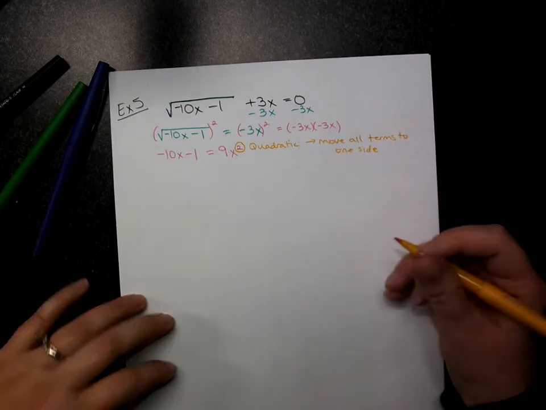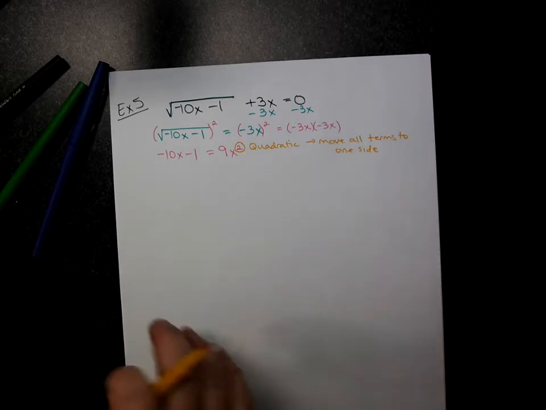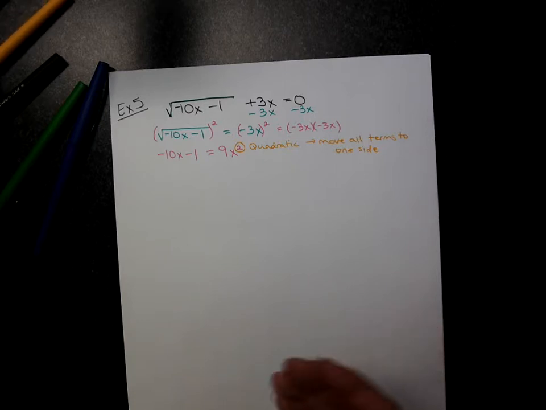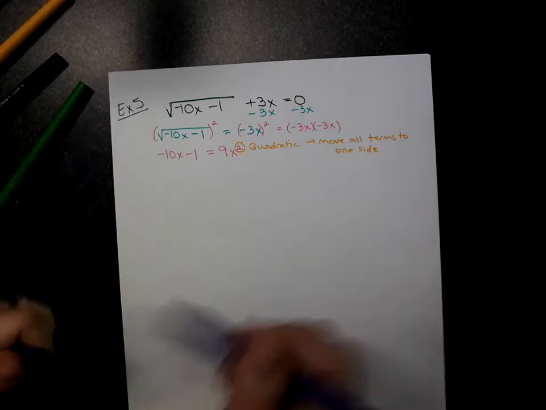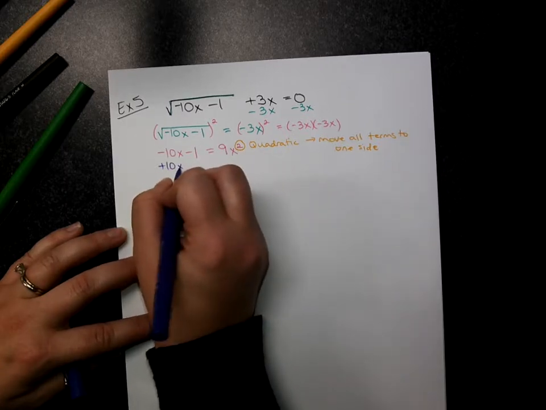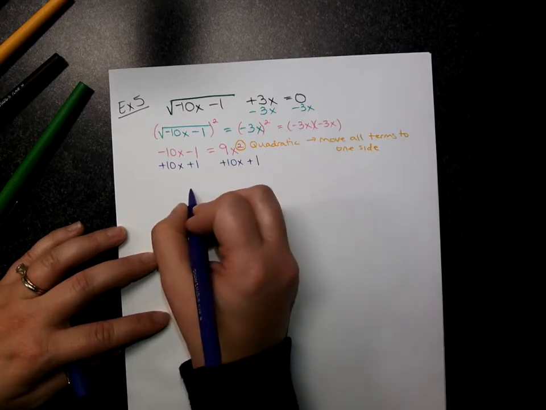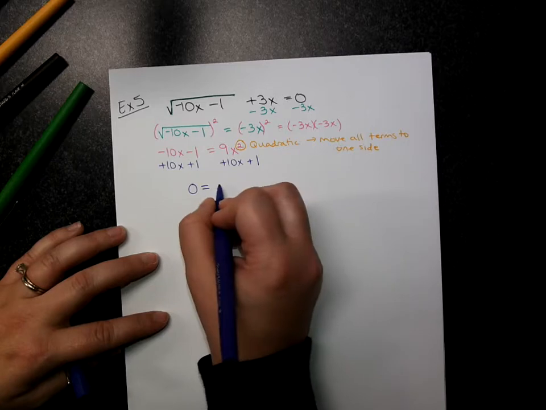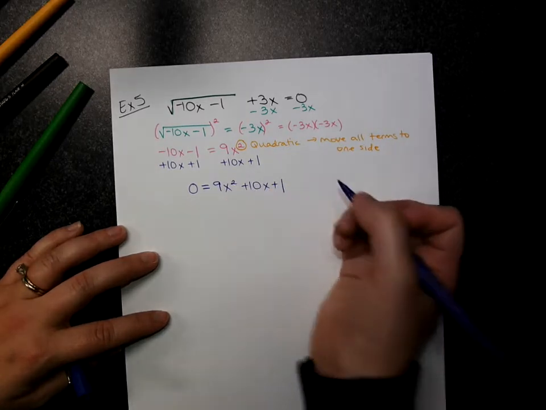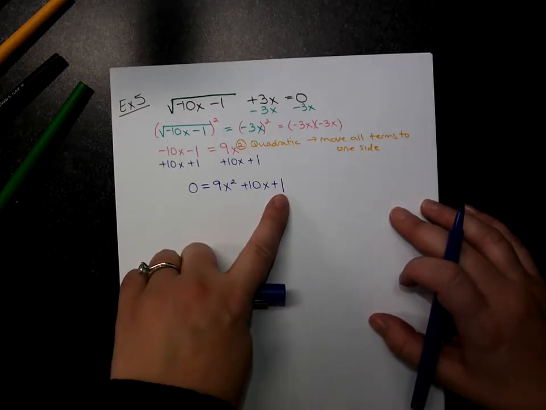I can't factor when I've got terms on either side because I don't know where my a, b, and c go. So it's very important to move all terms to one side and put your quadratic in what they call standard form. So in order to do this, I'm going to leave my 9x squared where it is. I'm going to add 10x and add 1. This is going to give me 0 equals 9x squared plus 10x plus 1. So we have a squared term, an x term, and a constant term in that order.